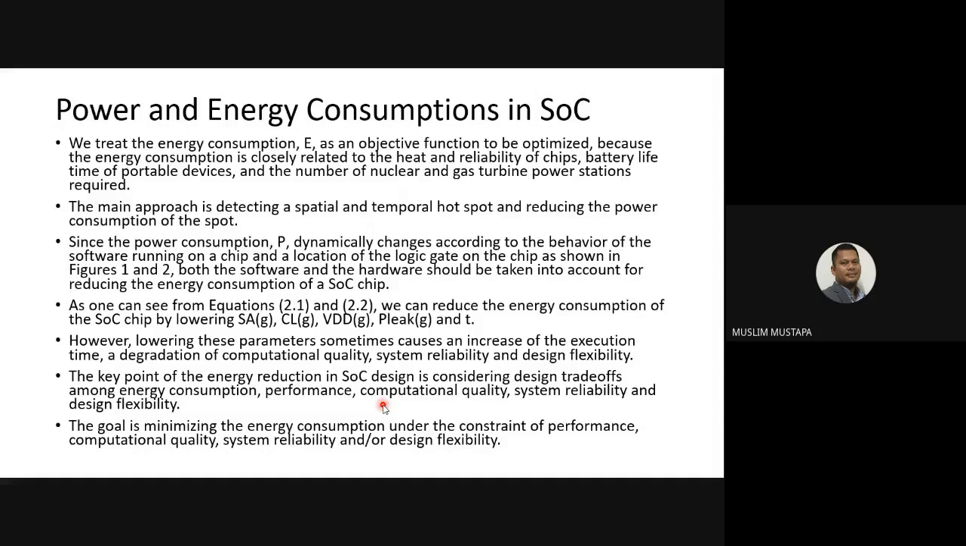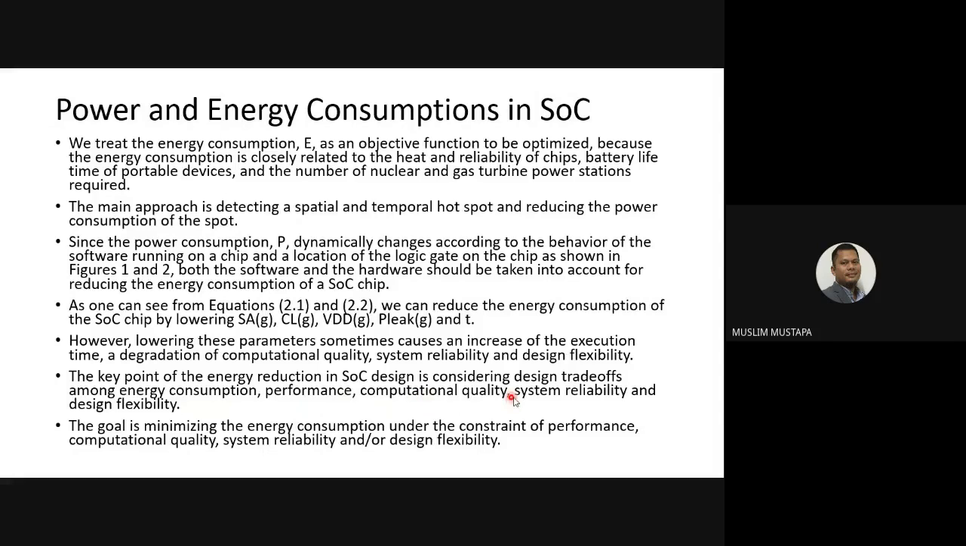So in this SoC design, there are a lot of things that we are looking into, right? The energy consumption. If energy is the important matter for the end product, are you willing to trade off the performance? If you're willing to trade off the performance, how much performance are you willing to trade off? Right, the computational quality. Computational quality means the accuracy level, right? Maybe until what decimal point you want it to be accurate.